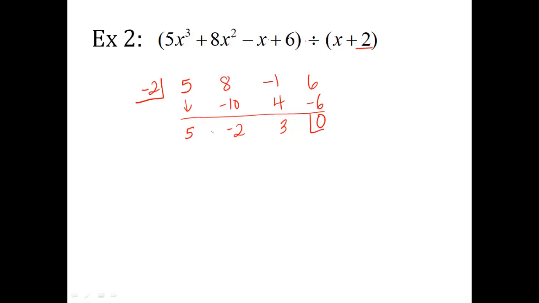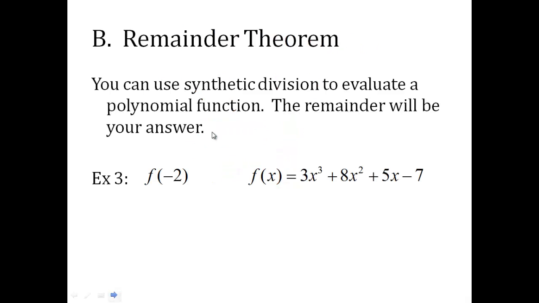To finish it off, I need my powers of x. It started with x cubed, so I go 1 power less. x squared, x, and then no x over here. So this is my constant. So my final answer is 5x squared minus 2x plus 3. Some people like synthetic a lot better because it's faster. Some people don't. Make sure you just follow all the correct steps.